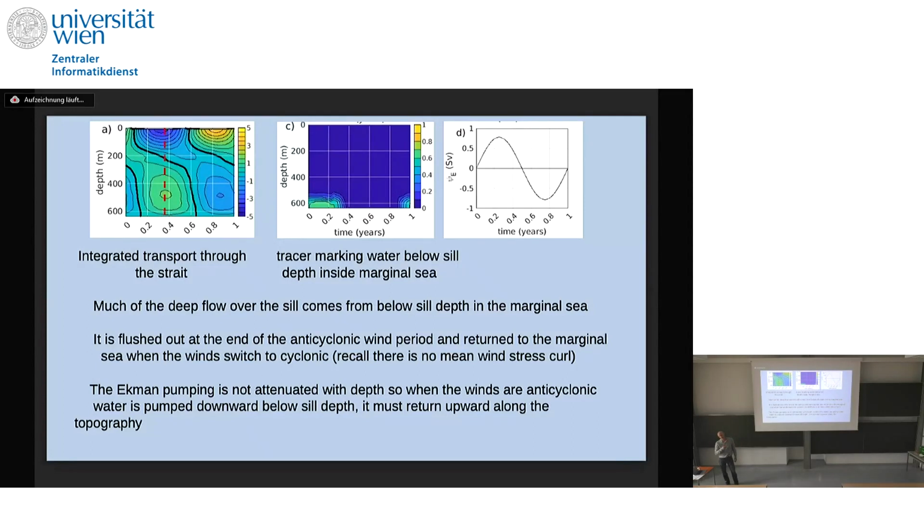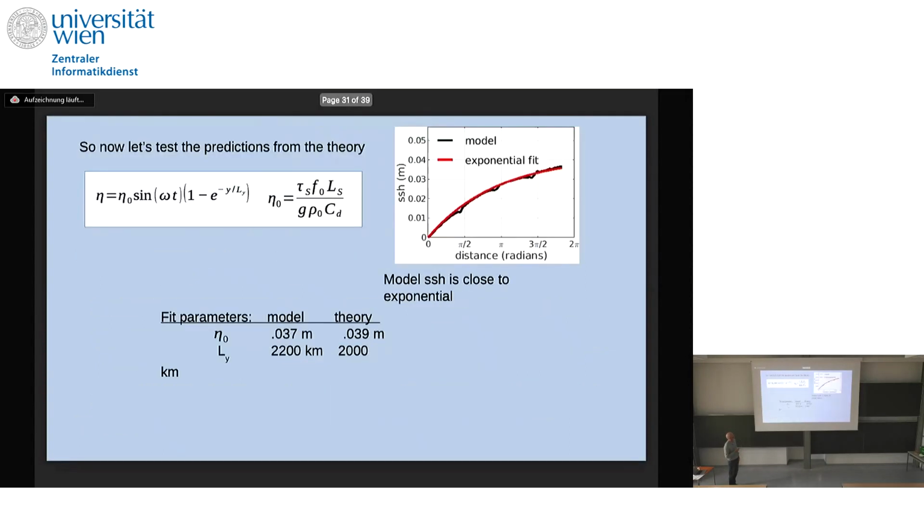I showed on the slide, I didn't mention, these are all stratified numerical model calculations. Turns out stratification isn't very important, but it's in the numerical model. It's not in the theory. So everything's just too fast for stratification to be important.